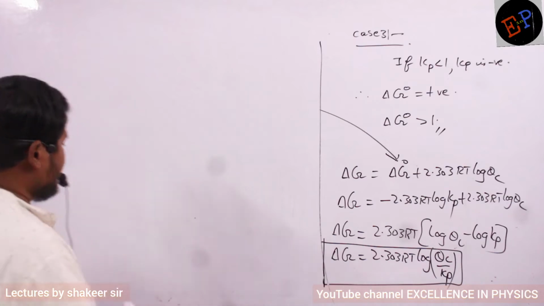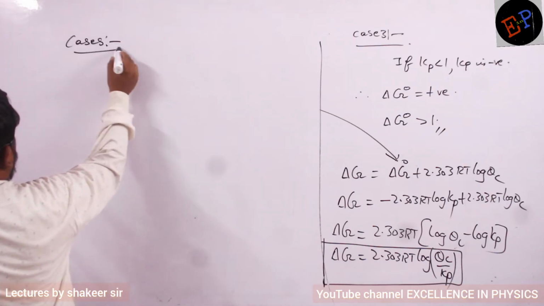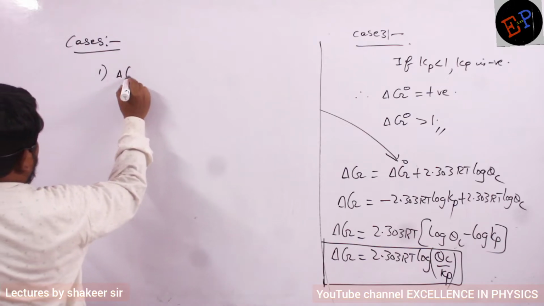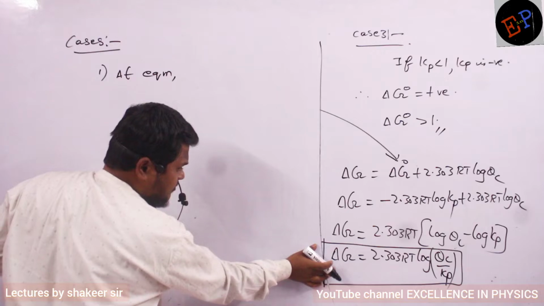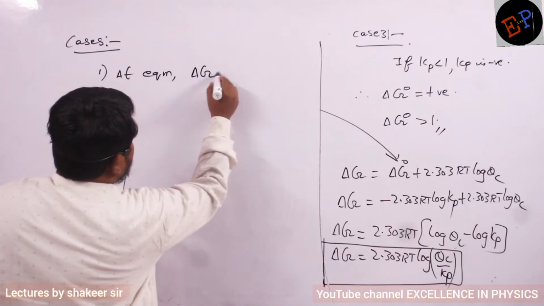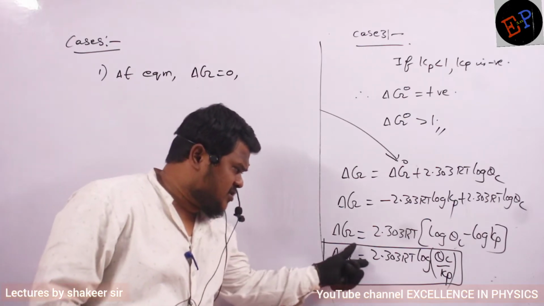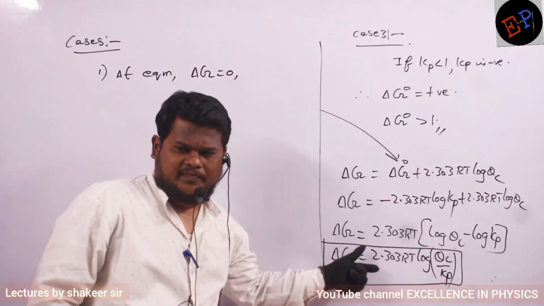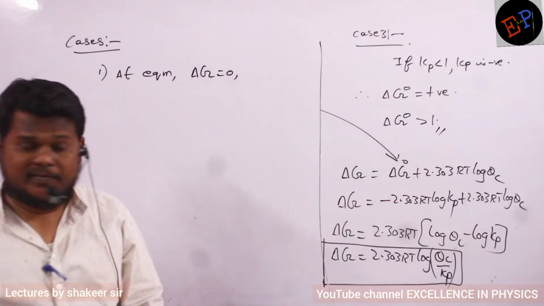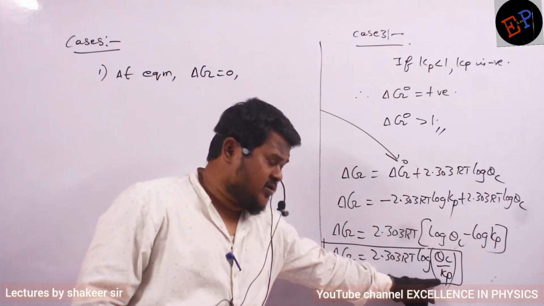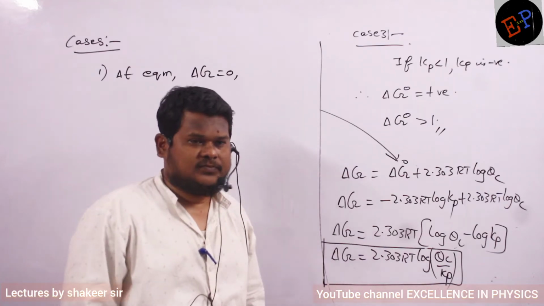So again we are going to write some cases. First case, at equilibrium, what happens to Gibbs free energy? It is 0, no? So delta G will become 0. If delta G becomes 0, this total term also will become 0. If they become 0, then QC and QP should be equal to each other. Why? Because QC divided by QP, if it is 1, then only log 1 to the base 10 will become 0. Are you able to understand?